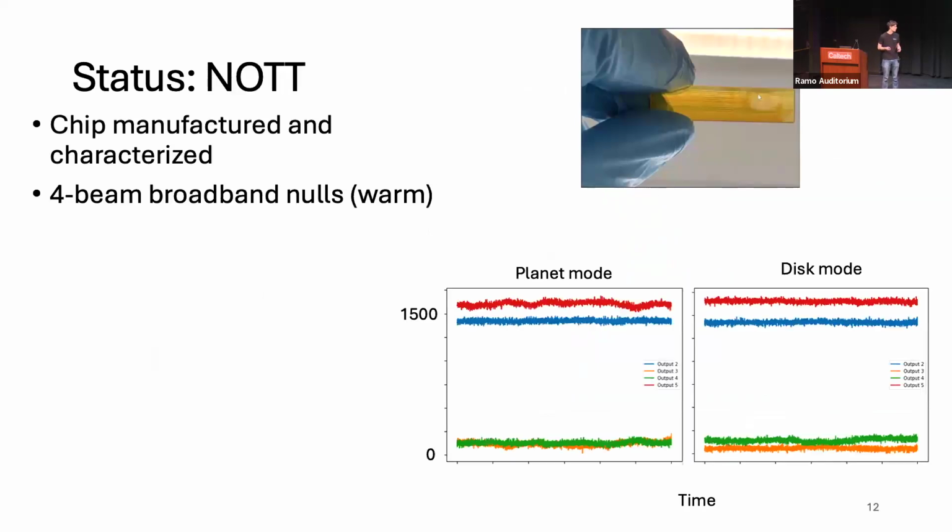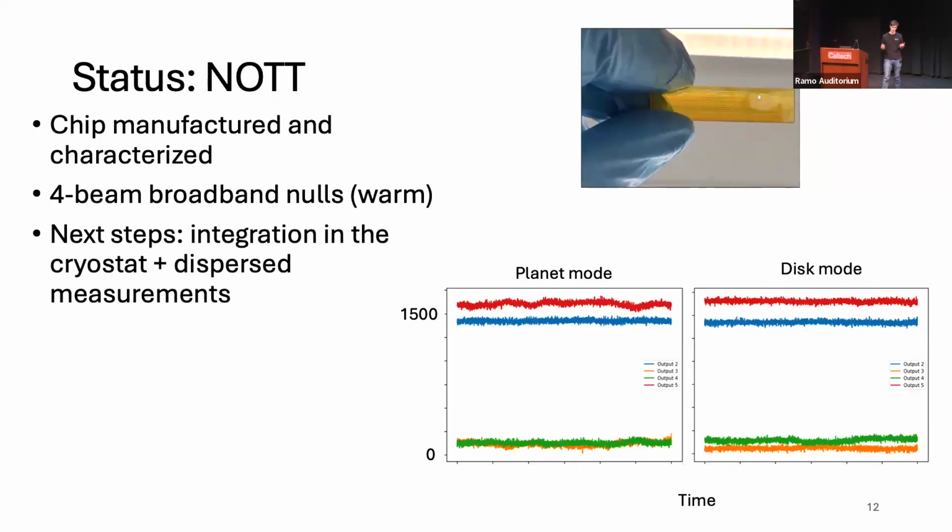The other part of the instrument is the nulling interferometer itself. The photonic chip has been characterized. This is what it looks like. It's really quite small, and this is one of the advantages of these technologies. They've also managed to do broadband nulls in the warm. Here I'm showing an example for the planet mode, where you have the two bright channels and the two faint channels, and then similarly for the disk mode.